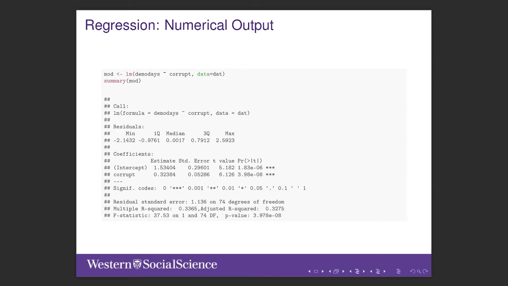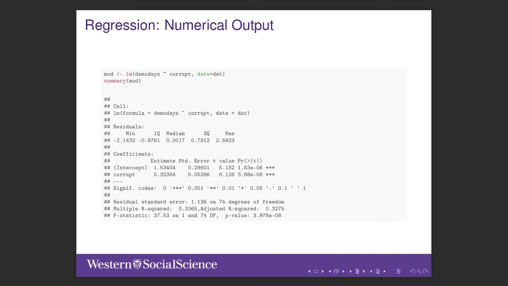We'll spend a lot of time talking about this in September, but I wanted to show you what the numerical output for an OLS regression looks like. Here, the values in the estimate column are B0 for the intercept and B1 for corruption. The table contains lots of other information as well that we'll talk about later on.